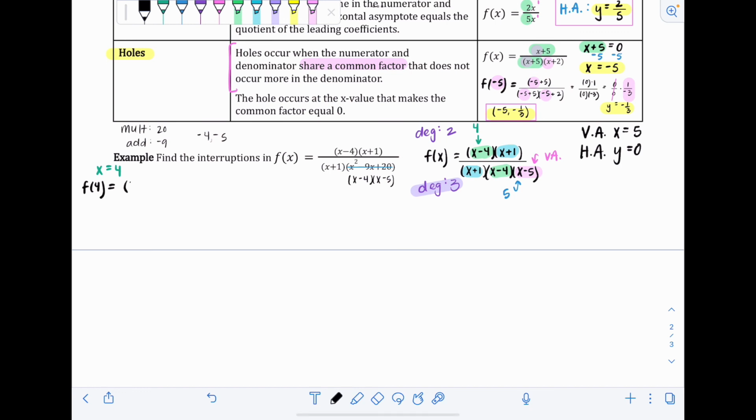So it would be like 4 minus 4. I'm going to go ahead and rewrite the function over here really quick, and then I'll sub in the 4 for it. So the function originally was f of x equals x minus 4 times x plus 1, over x plus 1 times x minus 4 times x minus 5.